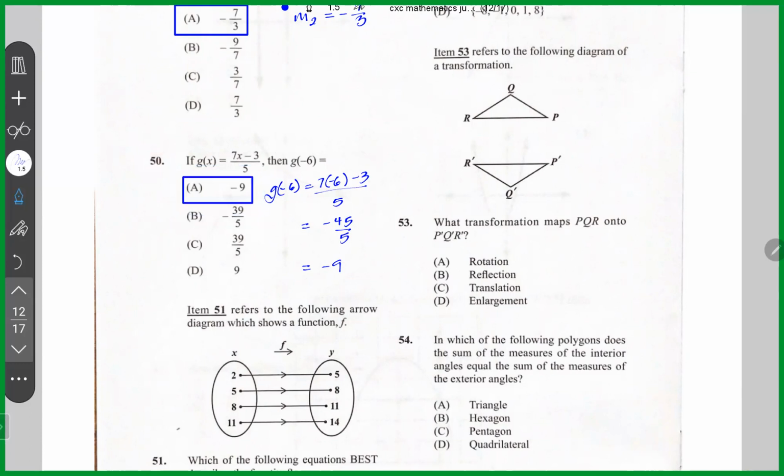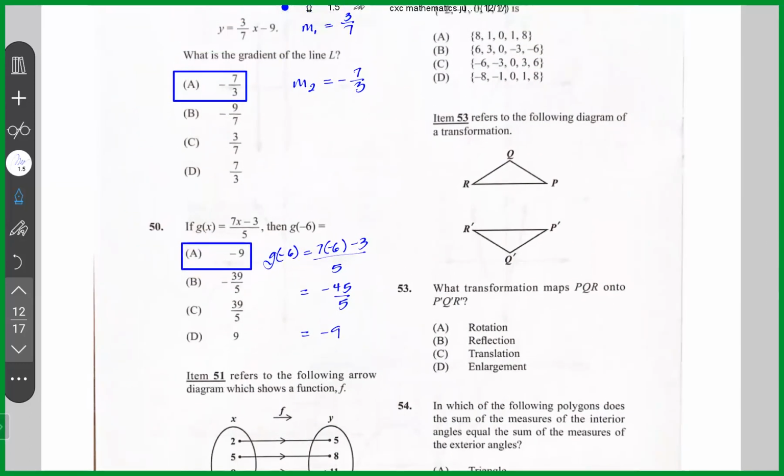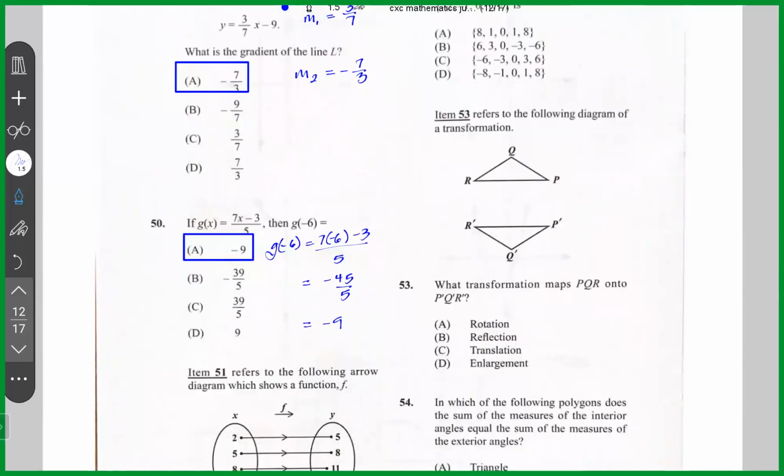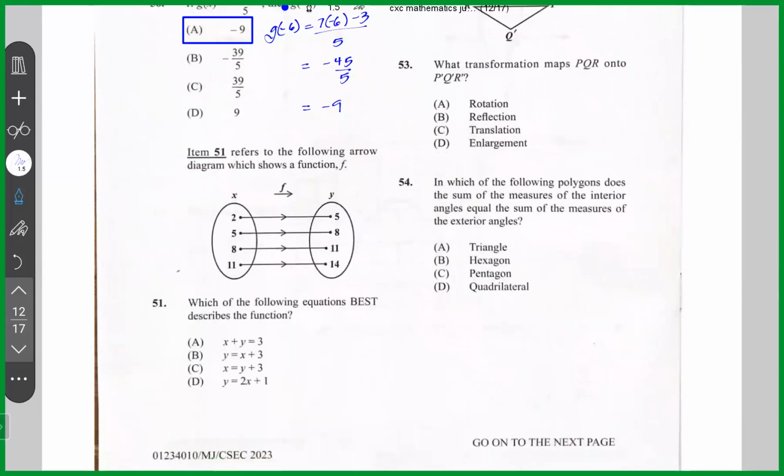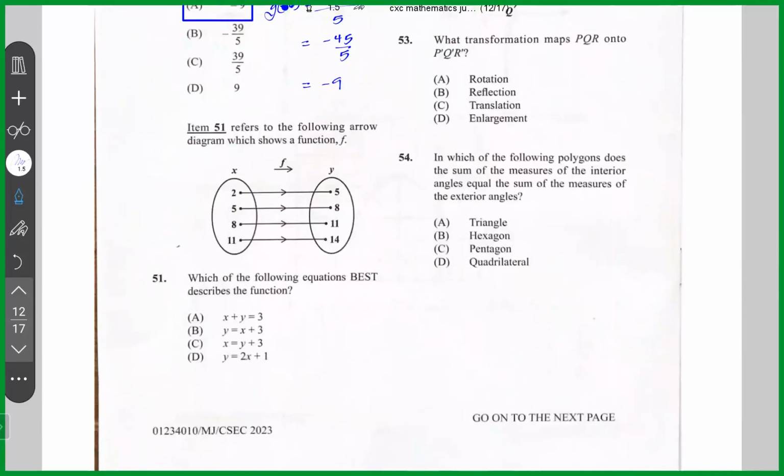Item 51. Which of the following best describes the function? This is 2 plus 3, 5 plus 3, 8 plus 3 gives me 11. So y is equal to x plus 3. The answer is B.